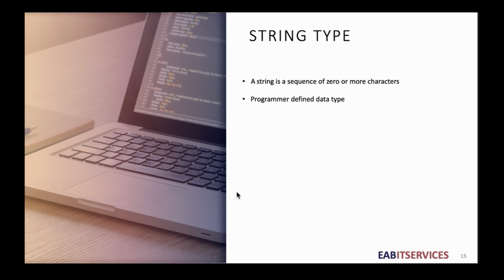Now, a string type is a programmer-defined data type. Remember that when we were using the other primitive data types, like the integer, the double, the float, we didn't have to include any preprocessor directive. But for you to be able to use a string, you need to include the string preprocessor directive. So that will be hash include string that I showed you earlier on.